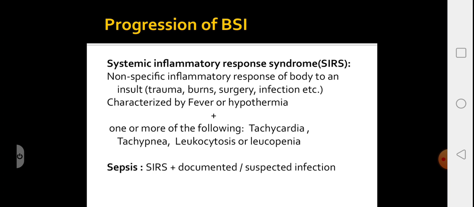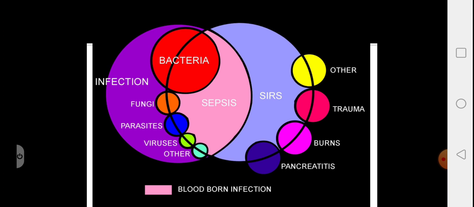Then what is sepsis? Sepsis is systemic inflammatory response syndrome due to documented infection. It's due to infection, not due to any other cause. So here you can see that the circle towards the right, which is systemic inflammatory response syndrome, can result either due to infection by bacteria, fungi, viruses, parasites, and due to other causes like trauma, burns, surgery, pancreatitis, acute mesenteric ischemia, etc. But the systemic inflammatory response due to infection is called sepsis.